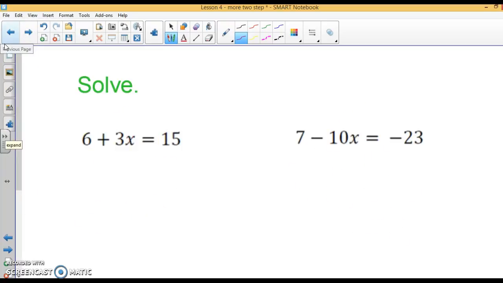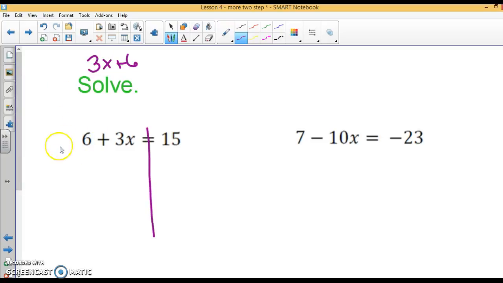All right, here we go. This is page 7 in your notes. Draw a line down the middle. Which one of these numbers do I need to get rid of first? It's this 6. Now, you need to understand that 6 plus 3x is the same as 3x plus 6. Commutative property tells me I can reorder it as long as the signs are the same.